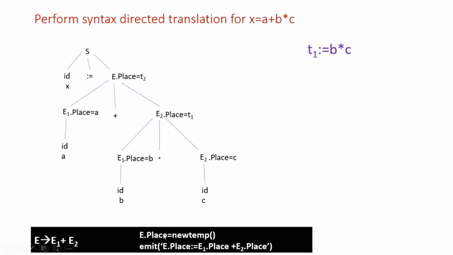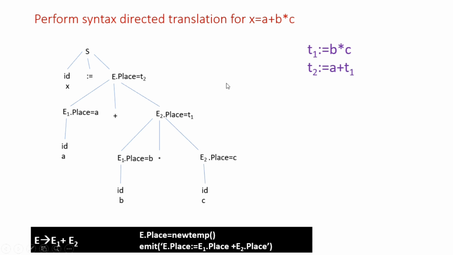Now the second step is we have to create a 3 address code. E dot place is equal to E1 dot place plus E2 dot place. So what is E dot place? E dot place is T2. And what is E1 dot place? E1 dot place is equal to A. And what is E2 dot place? E2 dot place is equal to T1. So we will get a 3 address code called T2 is equal to A plus T1. So that's what is getting generated, T2 equal to A plus T1.